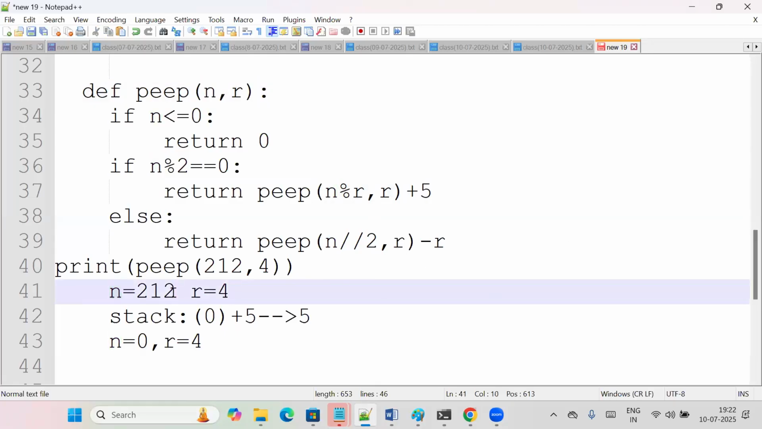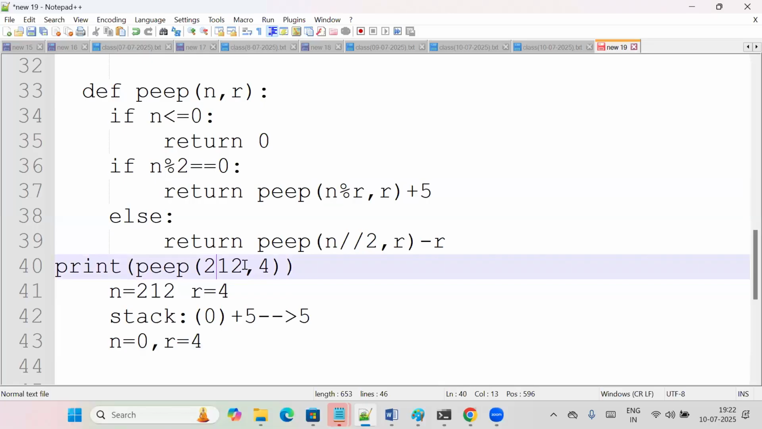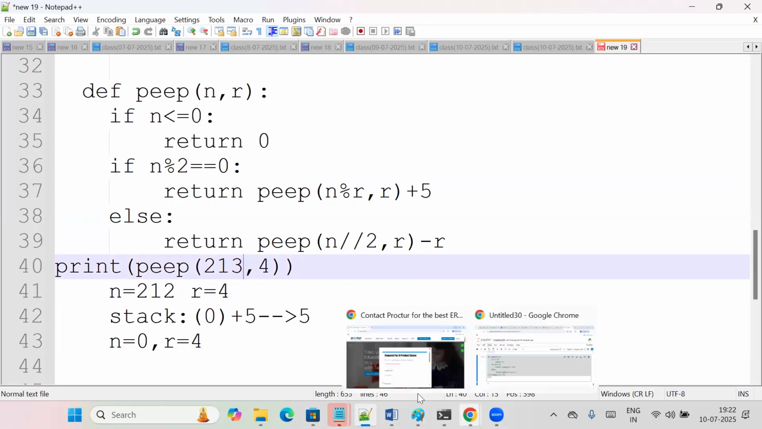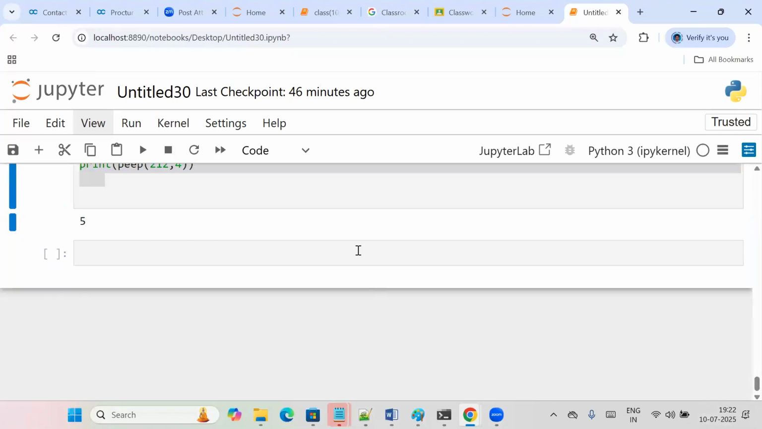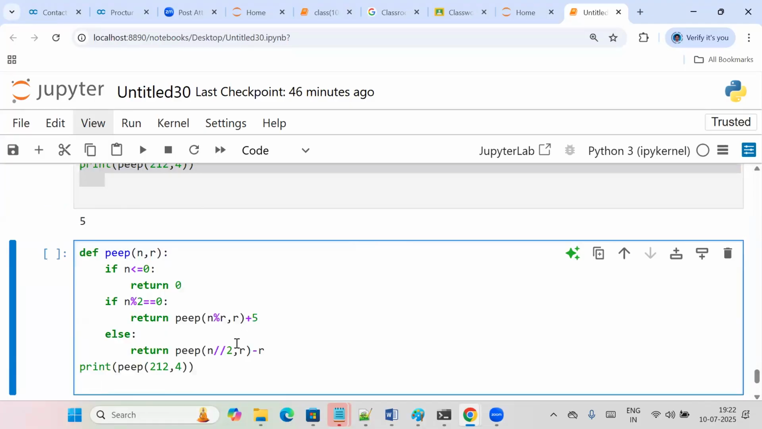What about this one, guys? If I change this, what will be the answer now? 213. 6. Tell me properly, yaar. What will be the answer? 6, guys. Trace it properly, right? You will get the answer, guys, right? Sure it's 6? Yes, sure, 6 is the answer.